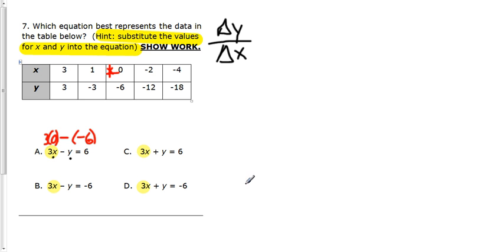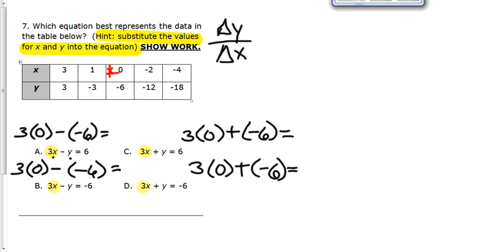Okay, pause the video and just set up your problems. Don't worry about solving them right now. Just pause the video and go ahead and plug in your numbers, 0 and negative 6, into your equations. Okay, I hope you've paused the video and you've already set up your problems. So on choice A, we're looking at 3 times 0 minus negative 6. And on choice B, 3 times 0 minus negative 6. On choice C, 3 times 0 plus negative 6. On D, 3 times 0 plus negative 6.